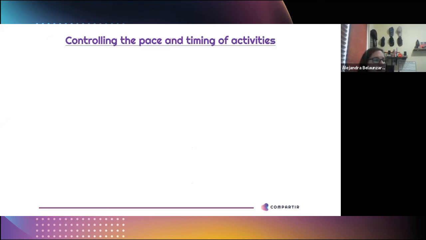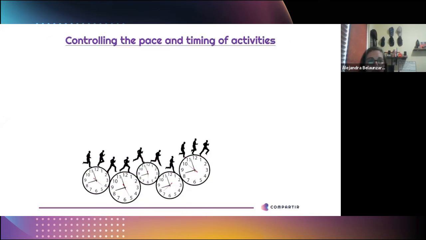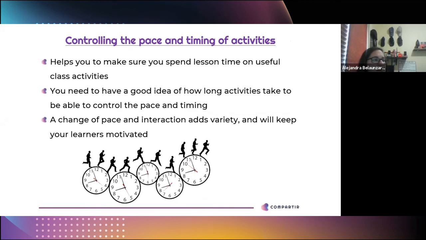Okay, and we are going to move on to controlling the pace and timing of activities. To control the pace and timing of activities is very important because it helps me have my lesson controlled. I have to have clear in my head how long I'm going to be in my class. It's important that I don't give them too much time, that I give them an activity, but that I have very clear how much time I'm going to give them.